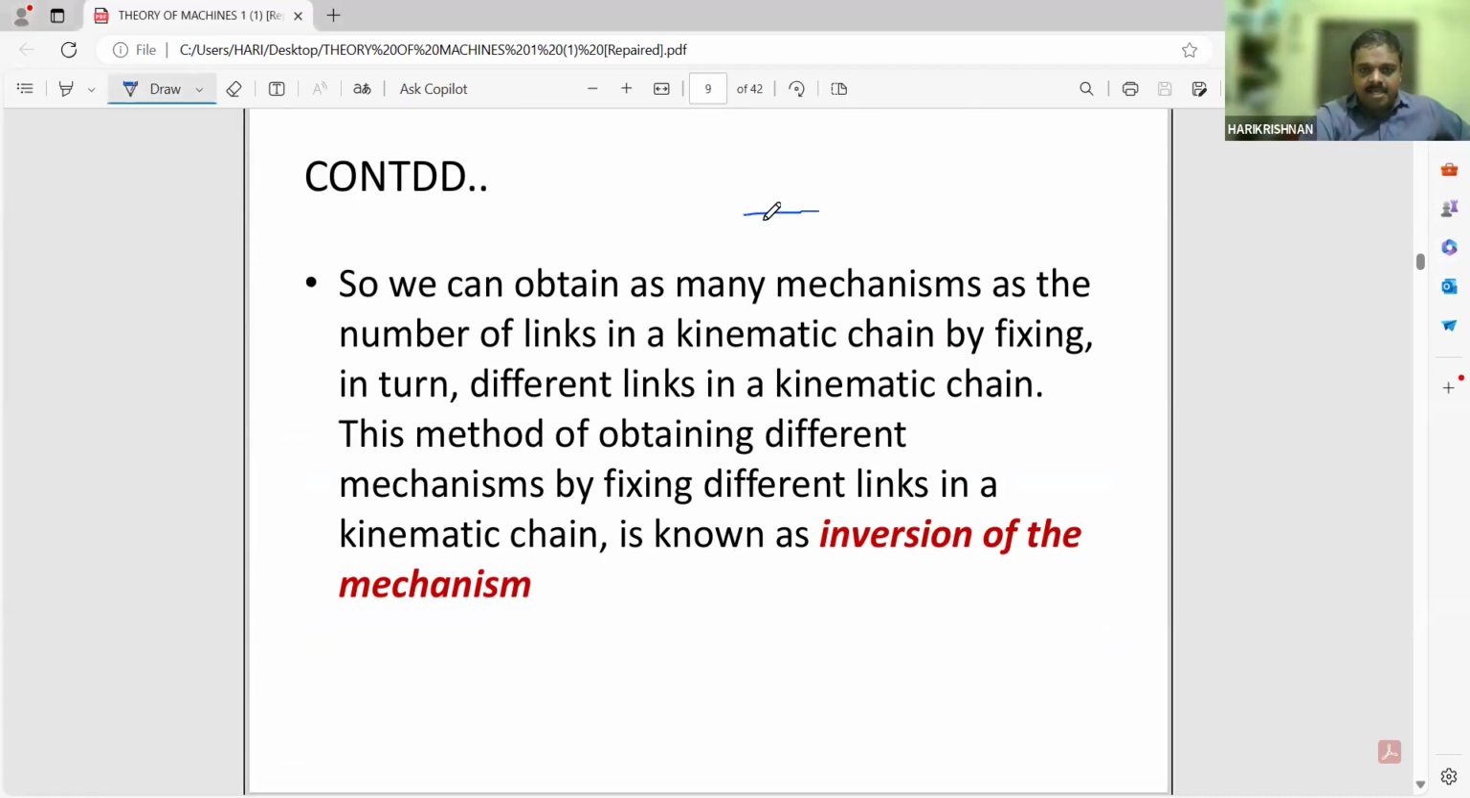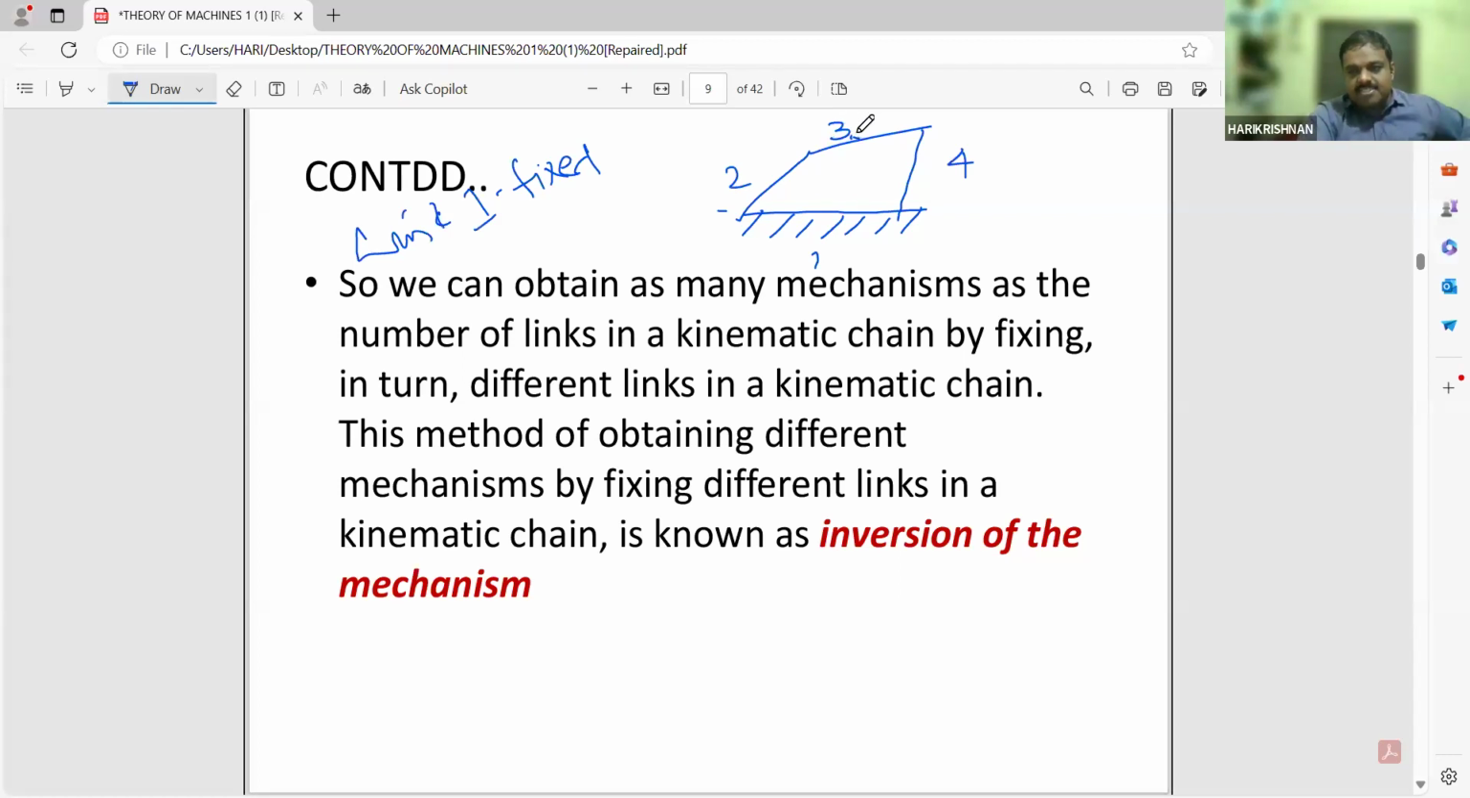For example, if you are using one, two, three, 4, this is a 4-bar mechanism. So this link 1 is fixed. Then you may see 2 will be rotating, 3 will be connecting the mechanism from 2 to 4, and 4 will have a definite motion with respect to 2. So this forms a mechanism. What is the basic criterion? In the last class I told you, for a mechanism to happen, one link should be fixed. Then only there will be a mechanism.